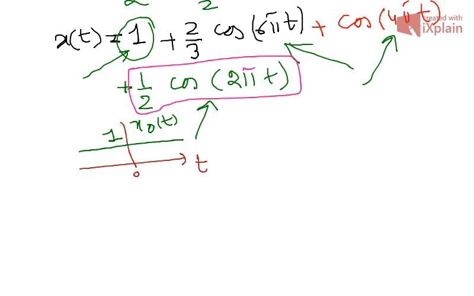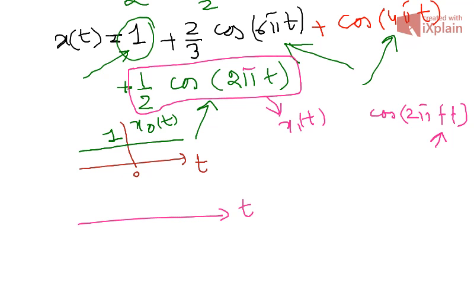Let's take this term, let's call it x. Suppose this is my x1 of t. My x1 of t actually has a frequency of 1 Hertz, because if you compare it with the standard form, cos of 2 pi ft, your frequency in Hertz is just 1 Hertz for cos 2 pi t. So you have a sinusoid, a cosine wave which has a 1 Hertz frequency. Something like this it would go, right?